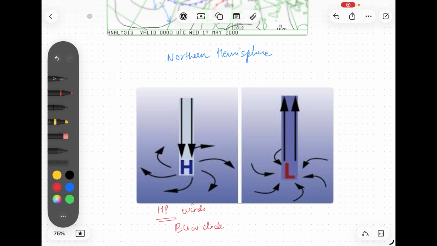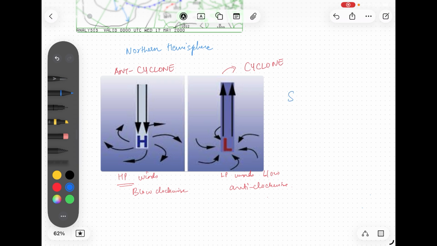So the winds blow clockwise around high pressure. Okay, and this is your low pressure zone. Here the winds blow anti-clockwise. Okay, a low pressure area is also known as a cyclone, and a high pressure area, obviously the opposite, is known as an anti-cyclone. Now what is important to remember here is that this was the northern hemisphere. In the southern hemisphere, it will be exactly opposite. Okay, great. So this is what you need to know.